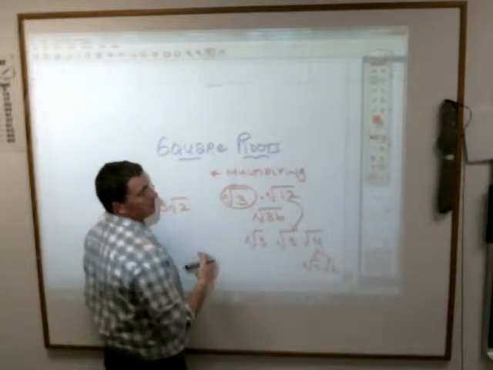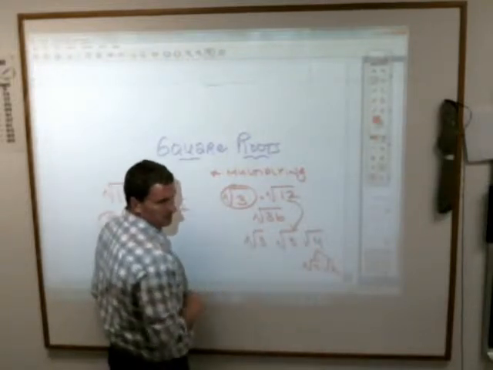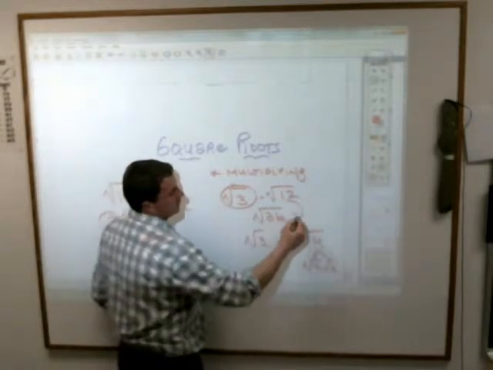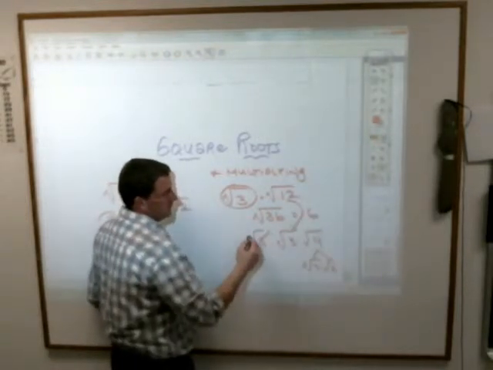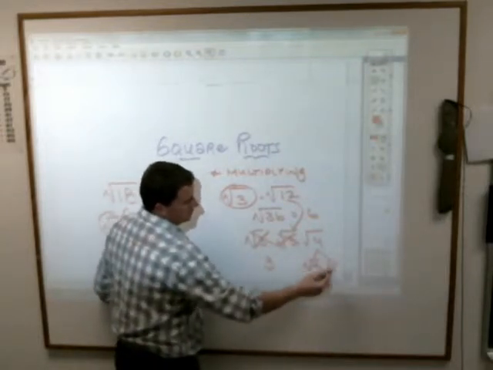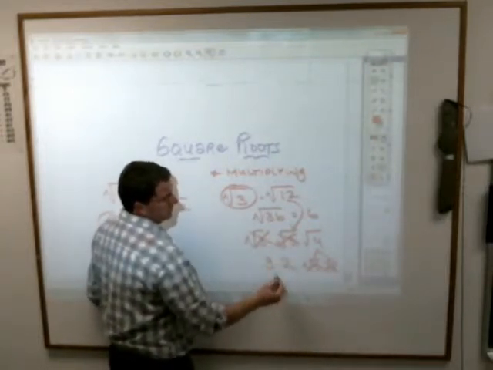Or you could probably look at the square root of 36 and tell me what it is, Caroline? 6. Which is the same thing you'd get if you did this. 2 square roots of 3 give you a normal 3. 2 square roots of 2 give you a normal 2. And you end up with 6.